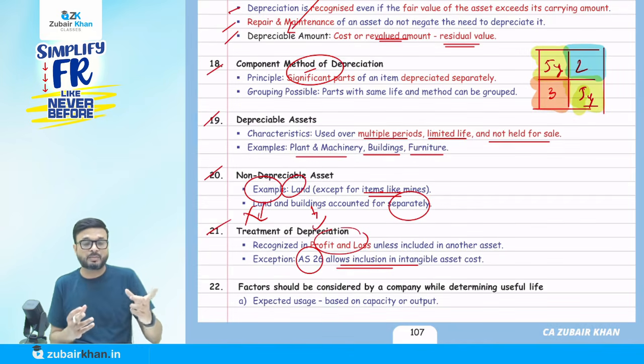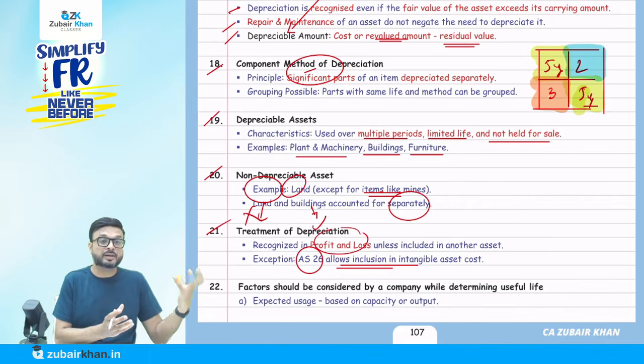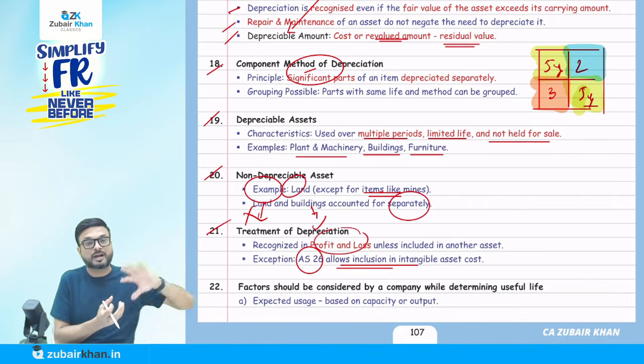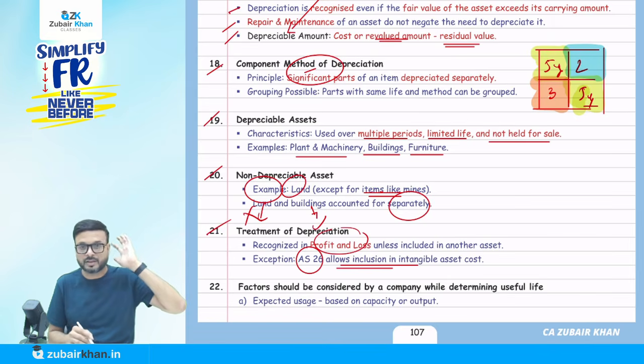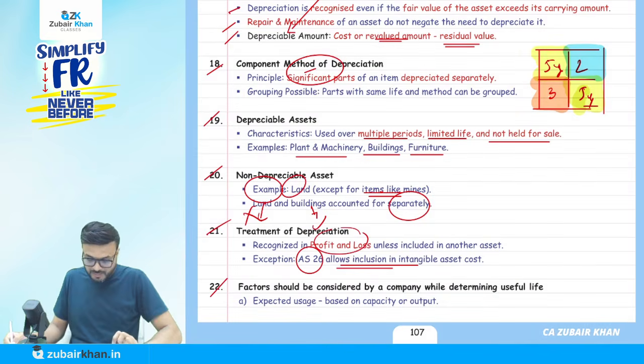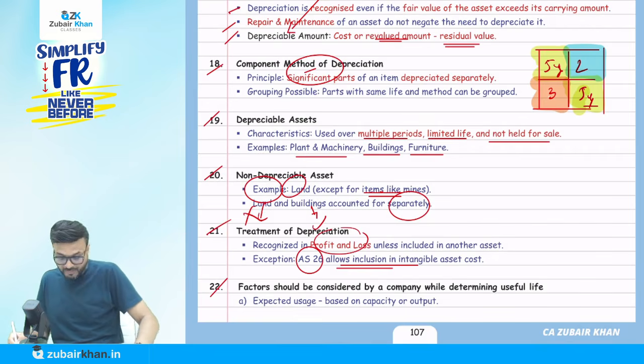Do you remember that I told you that I'm using one asset to generate another asset? Depreciation of one asset is going to add to the cost of another asset. Same treatment is given under AS 26 also. Now, what factors should be considered by a company while determining the useful life?